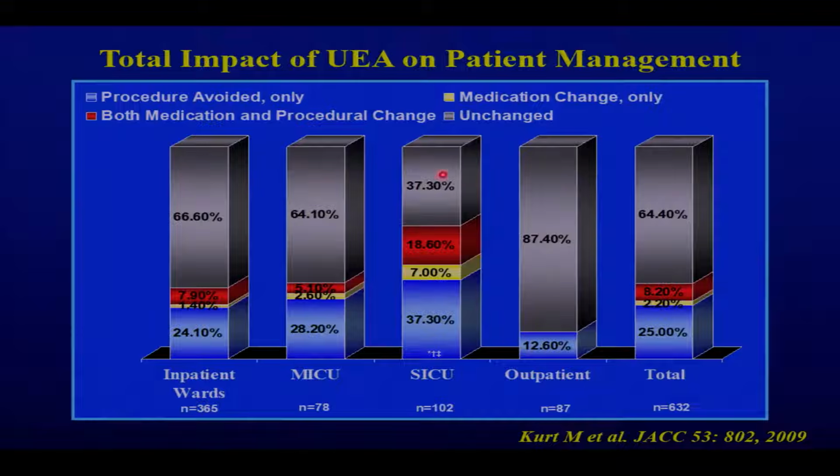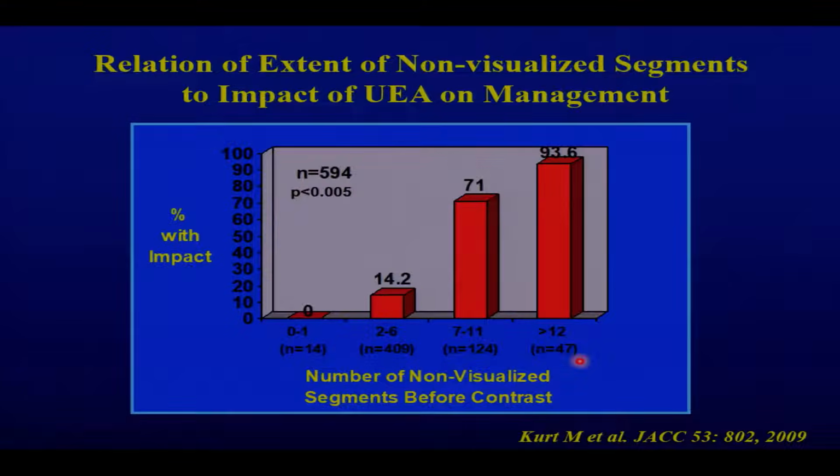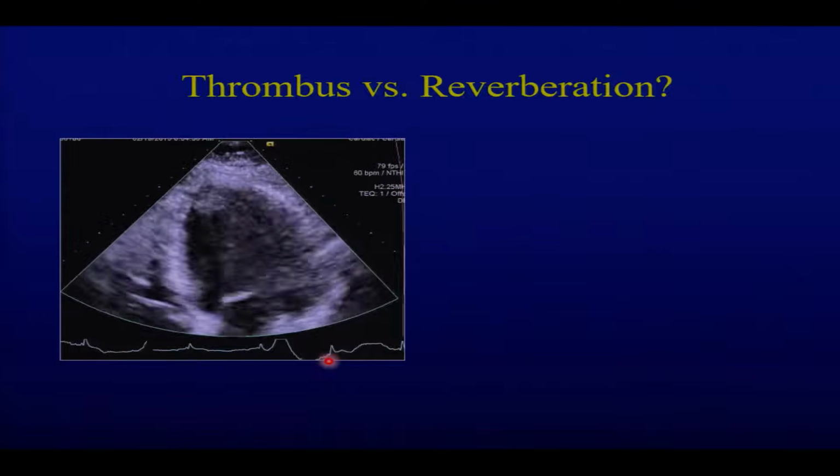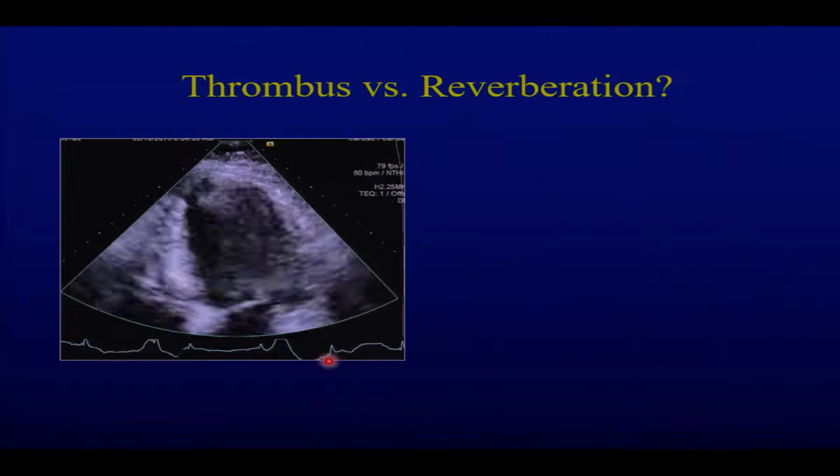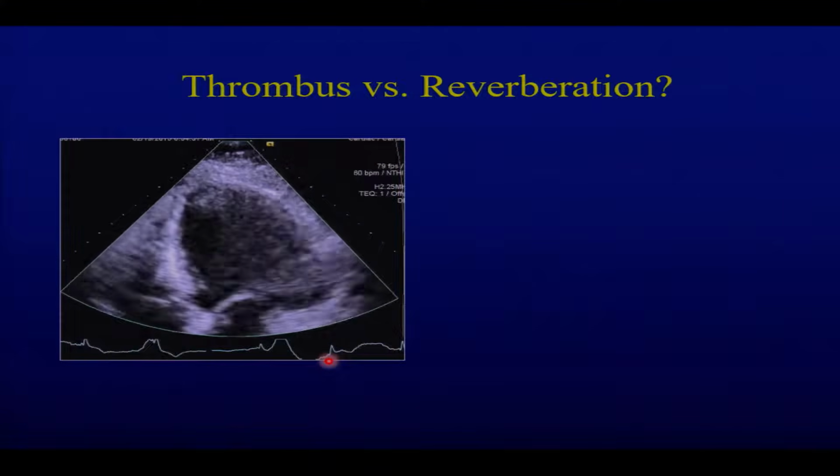Vast majority, close to 60% or so in the intensive care unit, surgical more than medical, inpatient wards not small, and in the outpatient, the smallest impact. And that's what you would expect. That also makes sense. Number of non-visualized segments before contrast and their impact. If I have the vast majority of my heart not seen, almost 100% impact, and somewhere in between a graded impact as to what the overall situation is. Is this thrombus or reverberation?